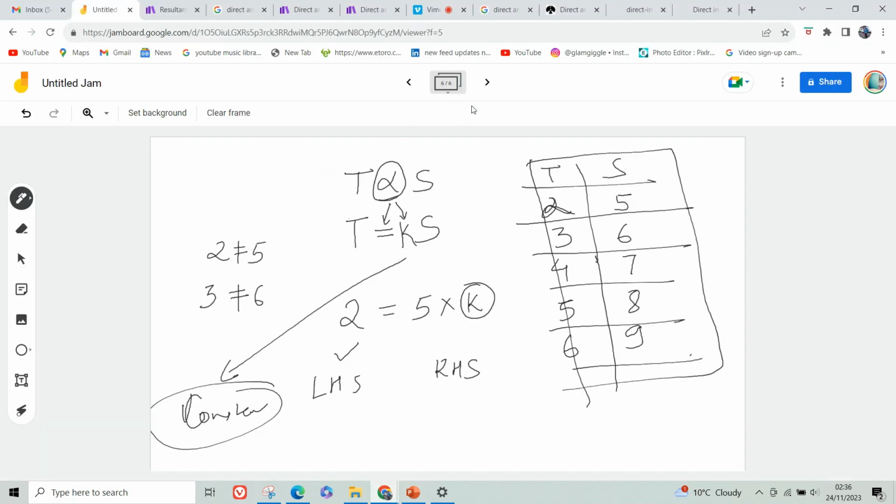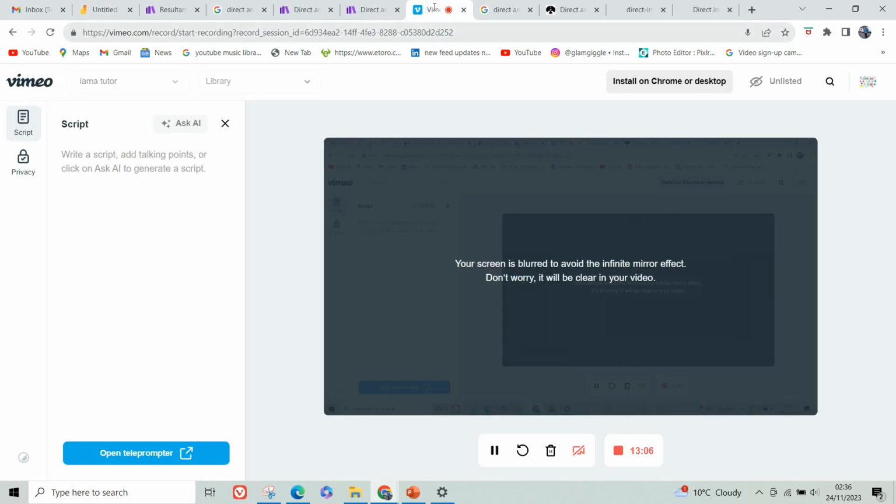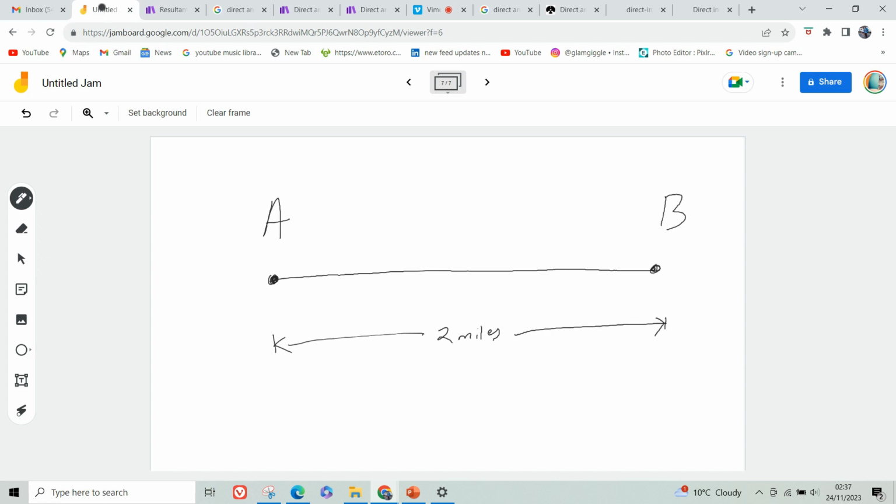So suppose, as you can see on my whiteboard, there is a point A and there is a point B. Now if you want to go from point A to point B, suppose this is 2 miles.